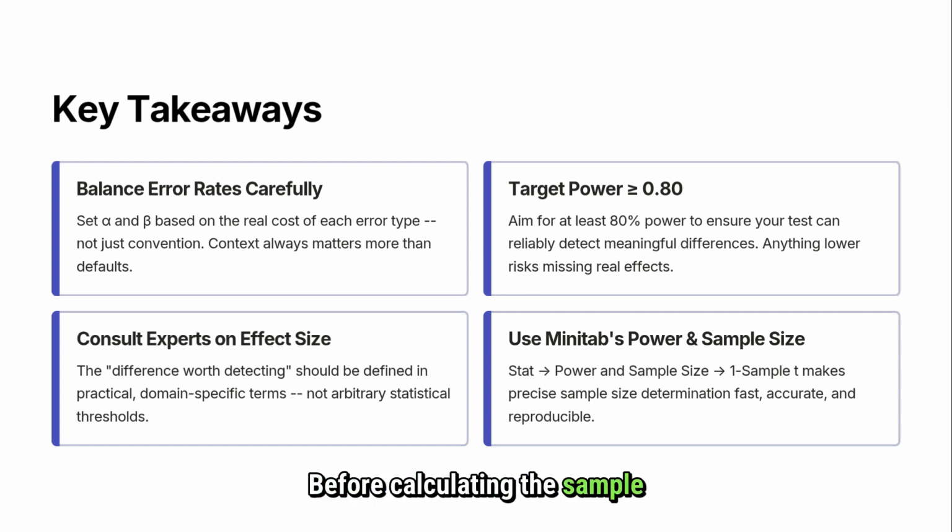Before calculating the sample size, it is important to work with subject matter experts to define a meaningful effect size. The effect size should represent a difference that is practically important to the business, customer, or process, rather than a purely statistical difference. Finally, tools such as Minitab power and sample size can help determine the optimal sample size quickly and accurately. By carefully balancing error rates, power, effect size, and sample size, organizations can conduct studies that are both statistically reliable and cost-effective.